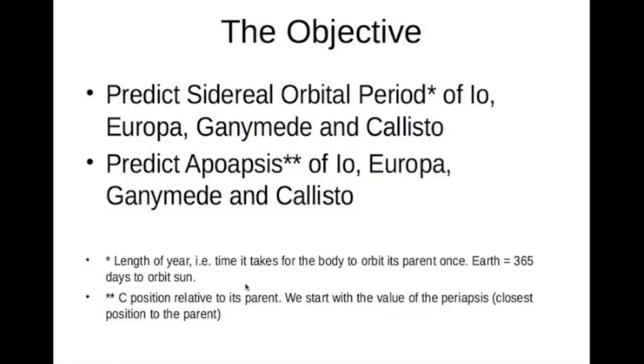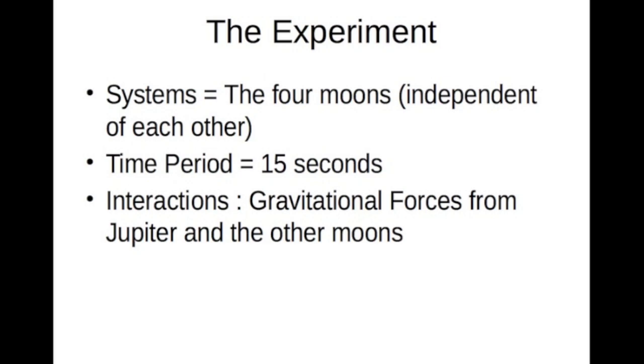We're going to use Python to predict the sidereal orbital period of Io, Europa, Ganymede, and Callisto, and the apoapsis of the 4 moons as well. The sidereal period is the length of a year. For example, on Earth it is 365 days, and the apoapsis is the position when an orbiting body is farthest away from its parent. The system is the 4 moons independent of each other. The time period is 15-second intervals, and for the interactions, we're going to look at the gravitational forces from Jupiter and the other moons.